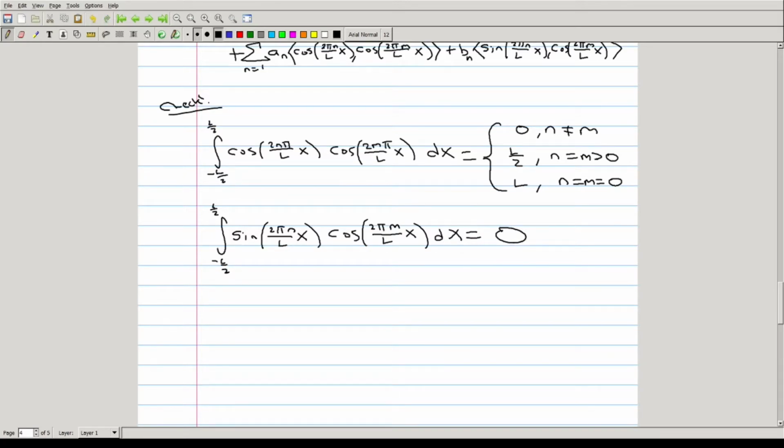And this will be equal to 0. Essentially, the easiest way of showing this is because sine on this symmetric interval is an odd function. Cosine is an even function. Therefore, sine times cosine is an odd function. And therefore, the integral will be 0.